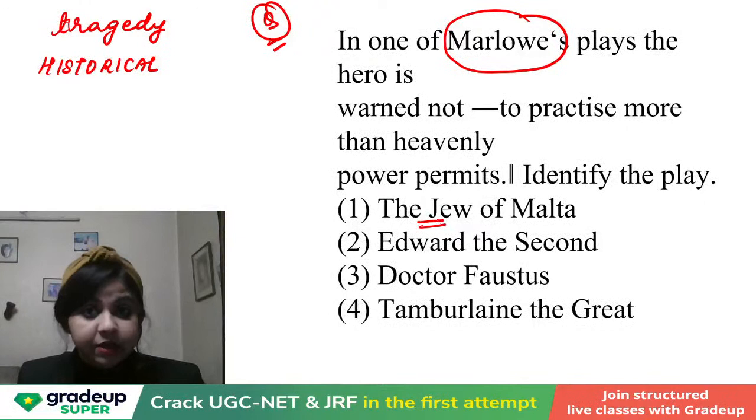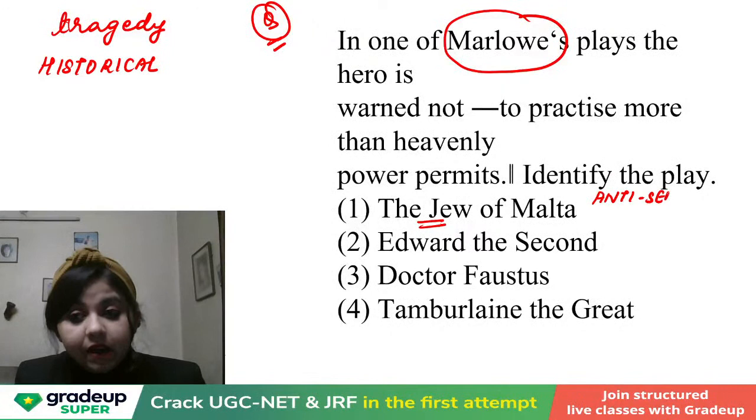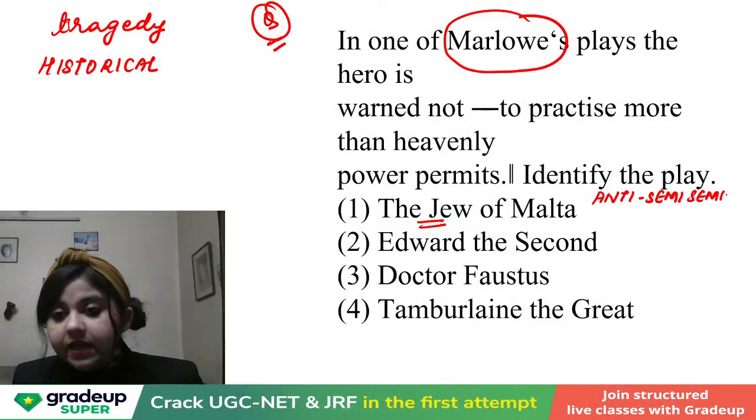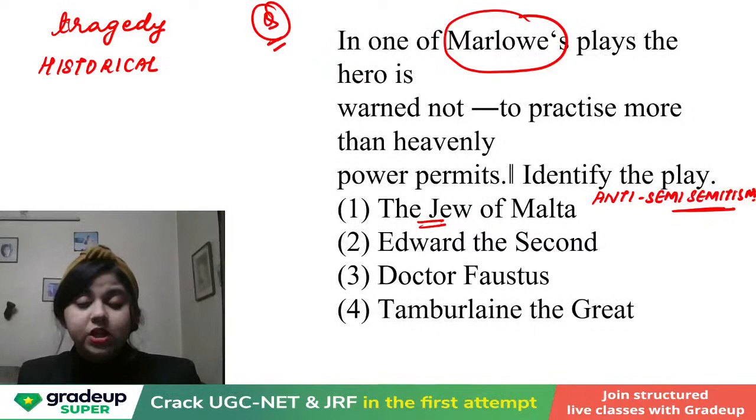All these things by now, I'm sure, even if you have not read the play, if you have attended the class, at least you're able to understand that these are the works on Semitism, anti-Semitism. What is anti-Semitism? This is hatred towards the Jews. When you have this biased, irrational hatred towards the Jews, that is called anti-Semitism. Okay, Edward II is a brilliant example of historical writing that is being done by Christopher Marlowe.